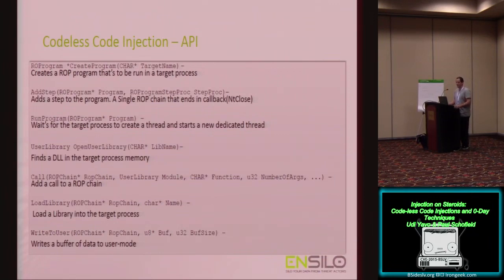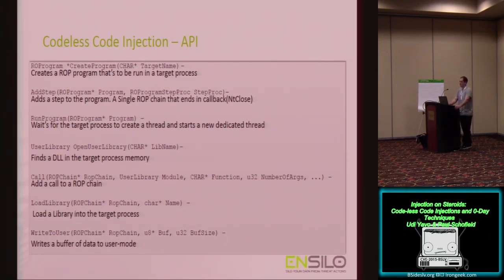You just tell it where you want this program to run, for example, Internet Explorer. Then you add steps to the program, for example, open socket, read socket, things like that. Tell it to run with run program, and once it's running, it will wait until the target process does something that we can hook on, build a ROP chain for creating a dedicated thread, and start to run the program in the context of that process.